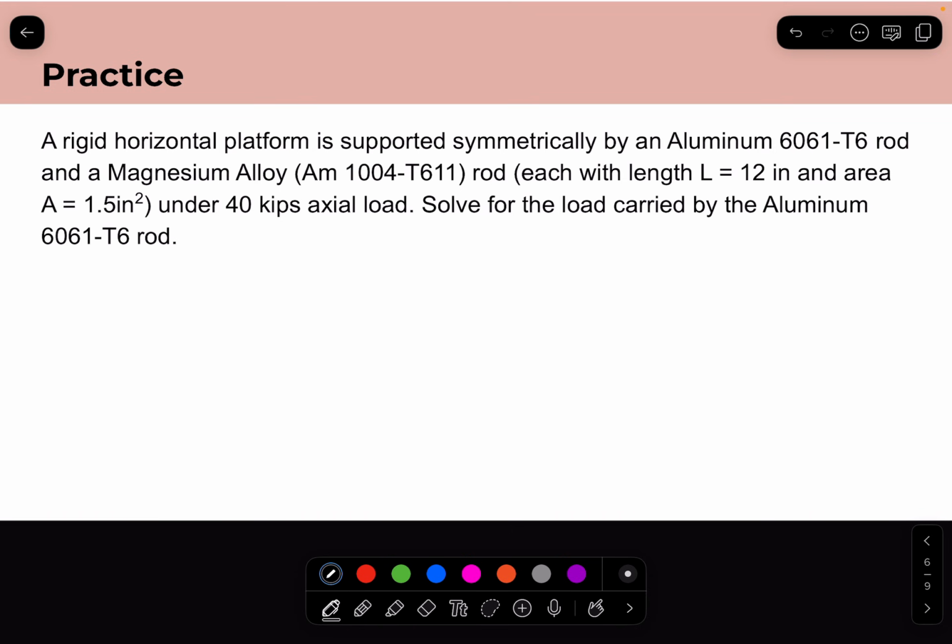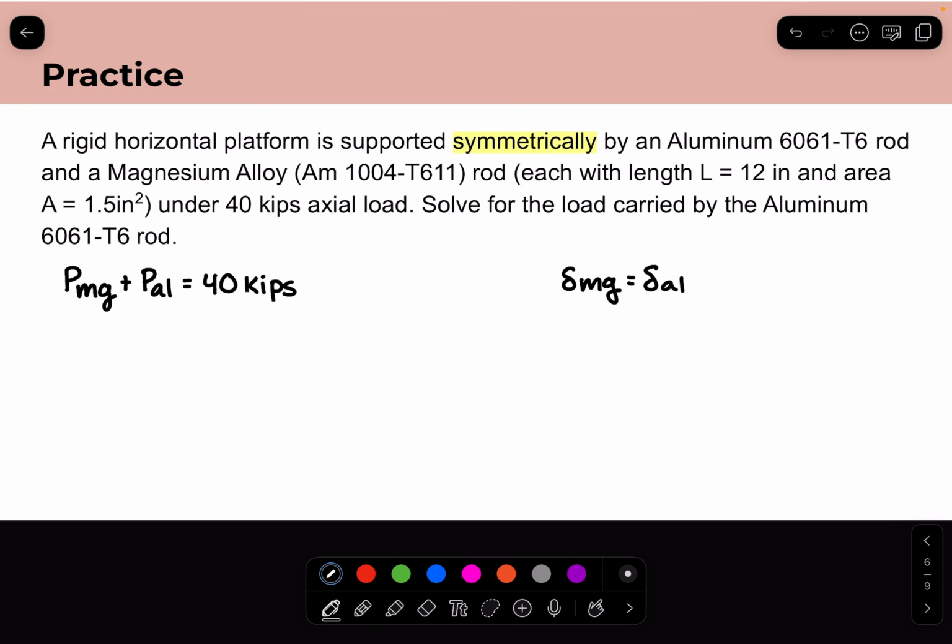First of all, we know that the reaction forces of the magnesium and the aluminum rods need to sum to 40 kips. So the load of the magnesium plus the load of the aluminum rod is going to be equal to 40 kips. The other thing we know is that it's supported symmetrically. So that means that the deformation of the magnesium is going to be equal to the deformation of the aluminum.